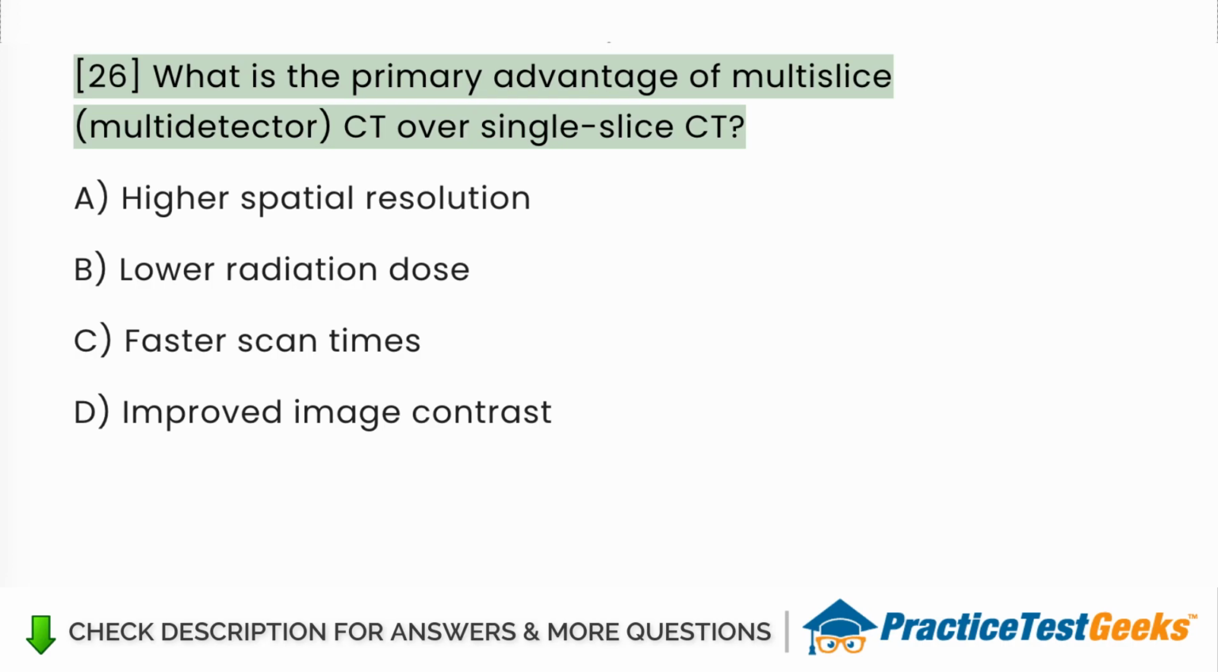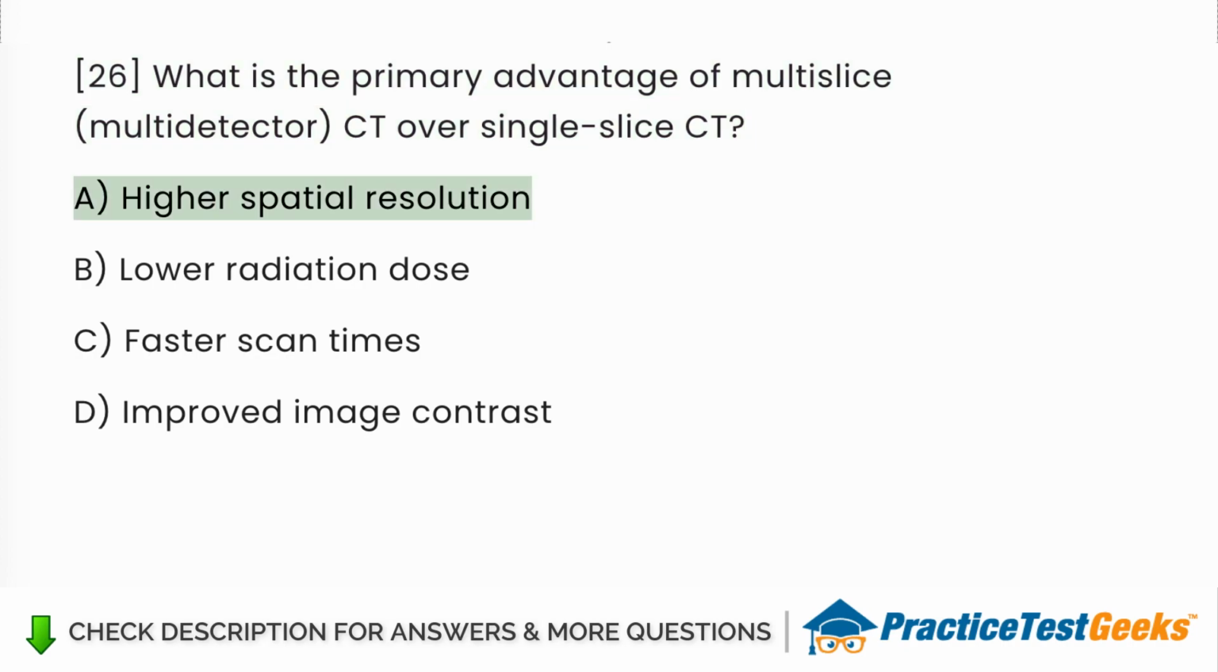What is the primary advantage of multi-slice CT over single-slice CT? A. Higher spatial resolution. B. Lower radiation dose. C. Faster scan times. D. Improved image contrast.